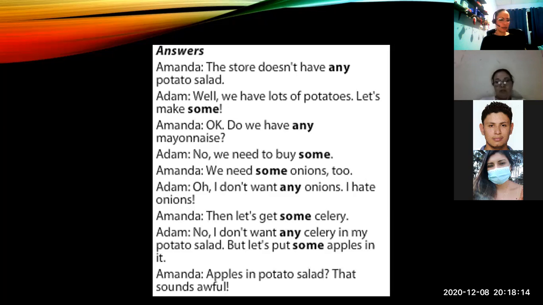No, I don't want any celery in my potato salad. Let's put some apples in it. Apples in potato salad? That sounds awful. Apples in potato salad. Okay, perfect.